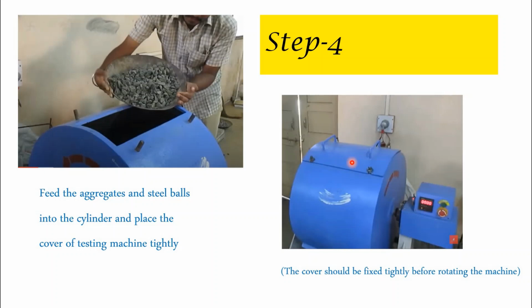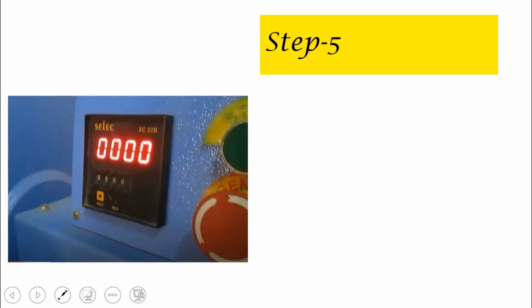If the cover is not tightly fixed, it may come out and we may not be able to find out the abrasion value. Okay, so this cover should be fixed on the equipment. The next step is to fix the number of revolutions.